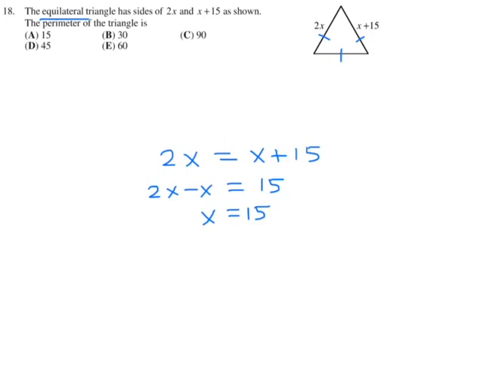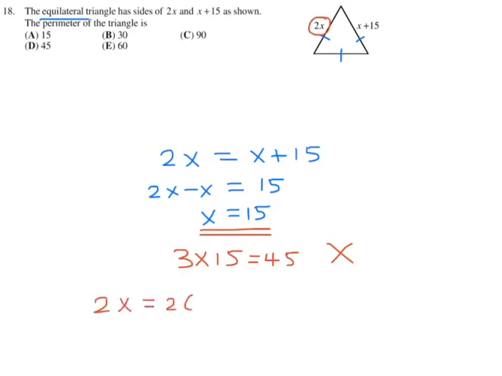Now they want the perimeter, but don't make the mistake that was made by a lot of students, that you just go, oh, okay, x is 15, so the perimeter is 3 times 15, which is 45. That would be wrong, wrong, wrong. Why? Because each side is not 15, x is 15. Each side is 2x, which is 2 times 15, which is 30. So therefore, the perimeter of the equilateral triangle would be 3 times 30, which is 90. And therefore, the answer for number 18 is C.